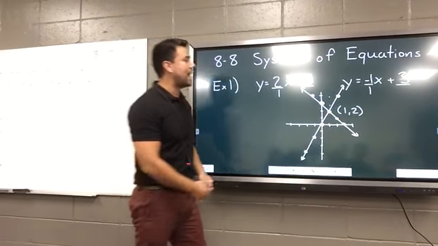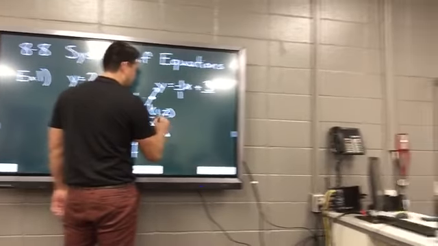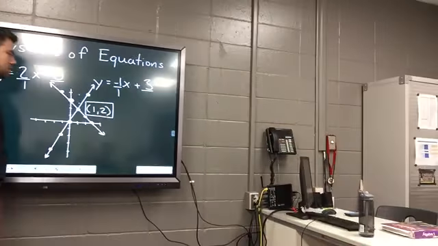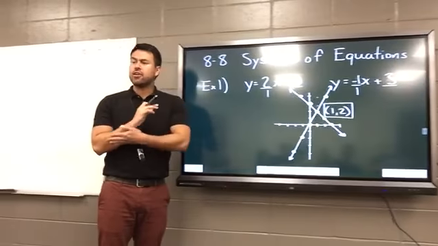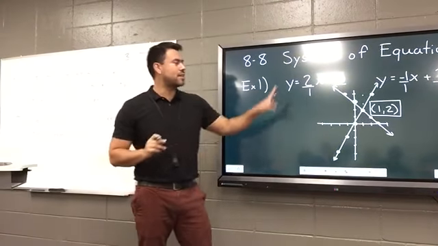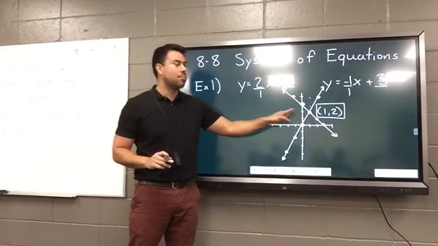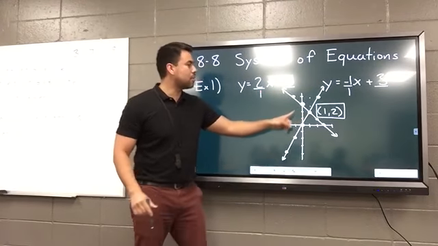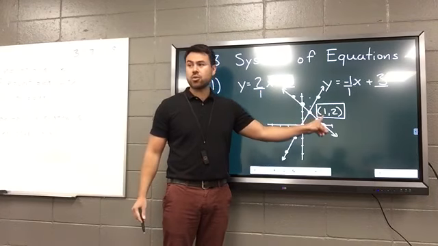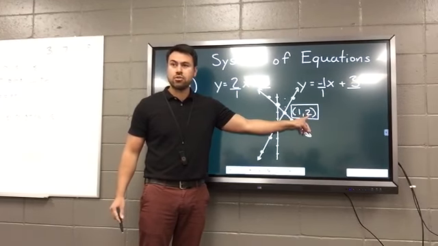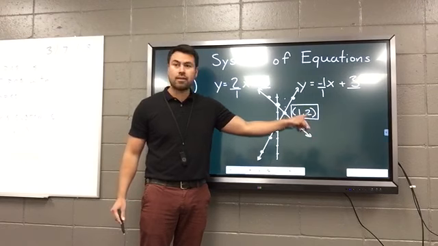1, 2. That is my solution. Oh, okay. That's my answer, 1, 2. Now you're like, okay, that sounds cool. I get the graphing. I got that point. But what does it mean by 1, 2? Remember, this is the x coordinate, and that's the y coordinate. Would you agree with that? That's the x, that's the y.